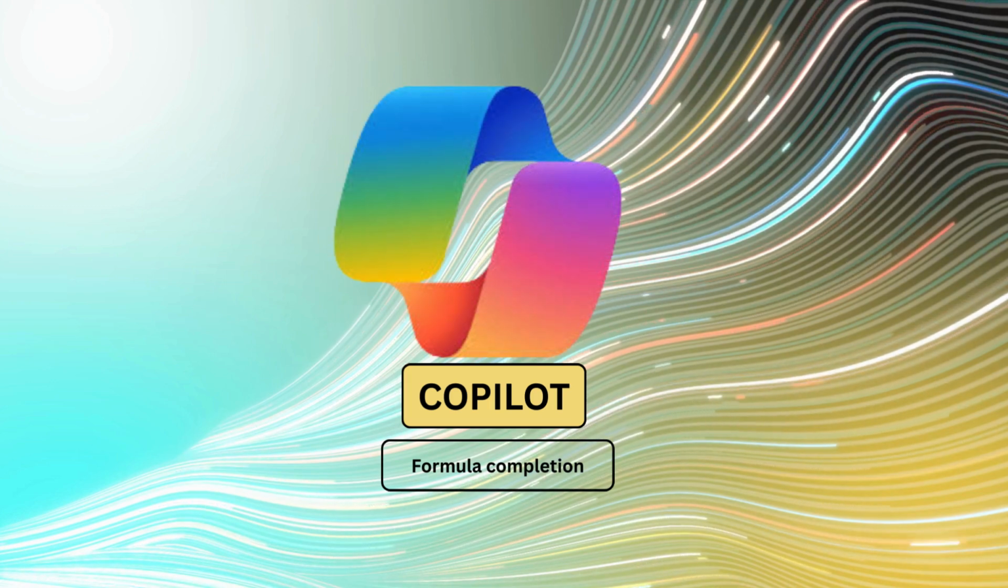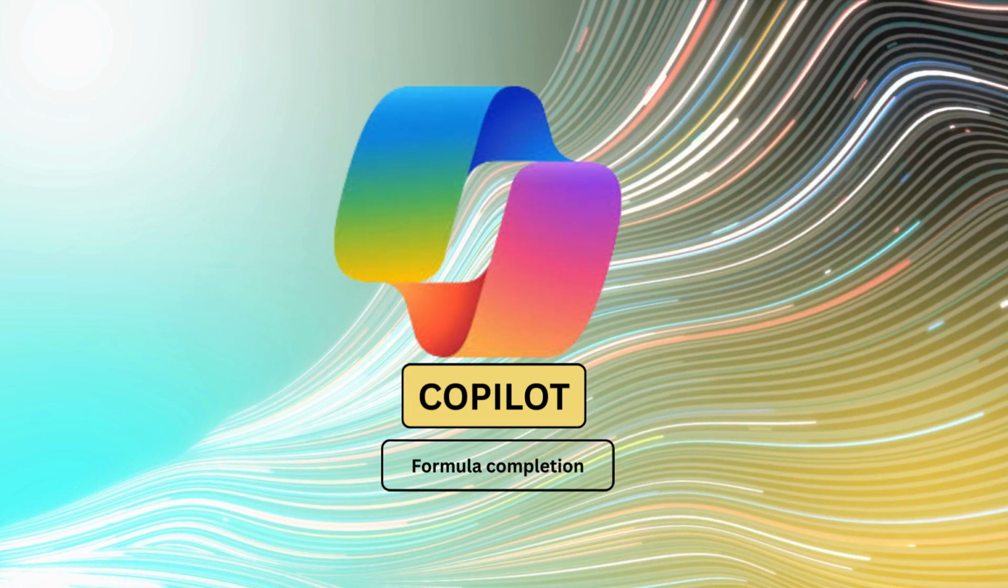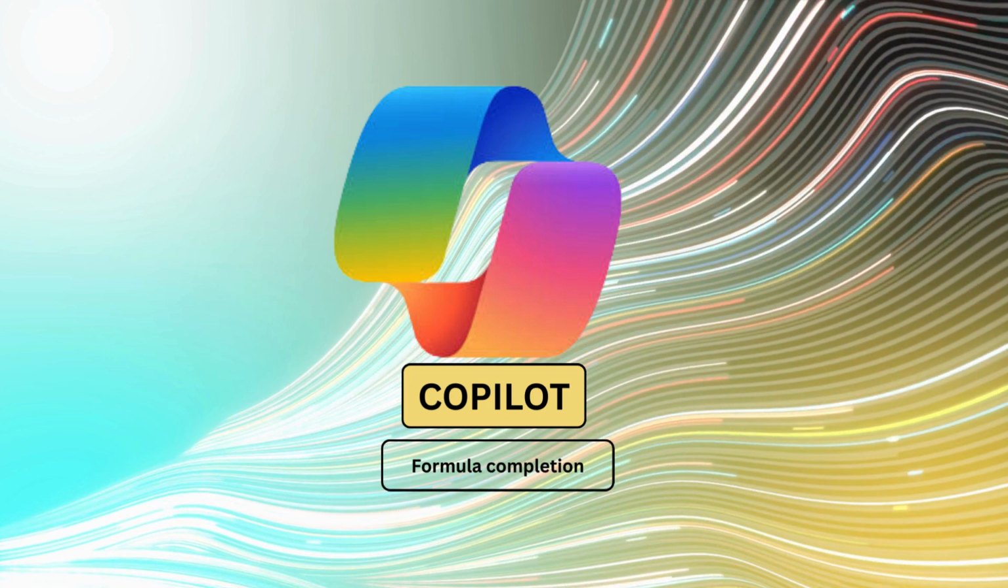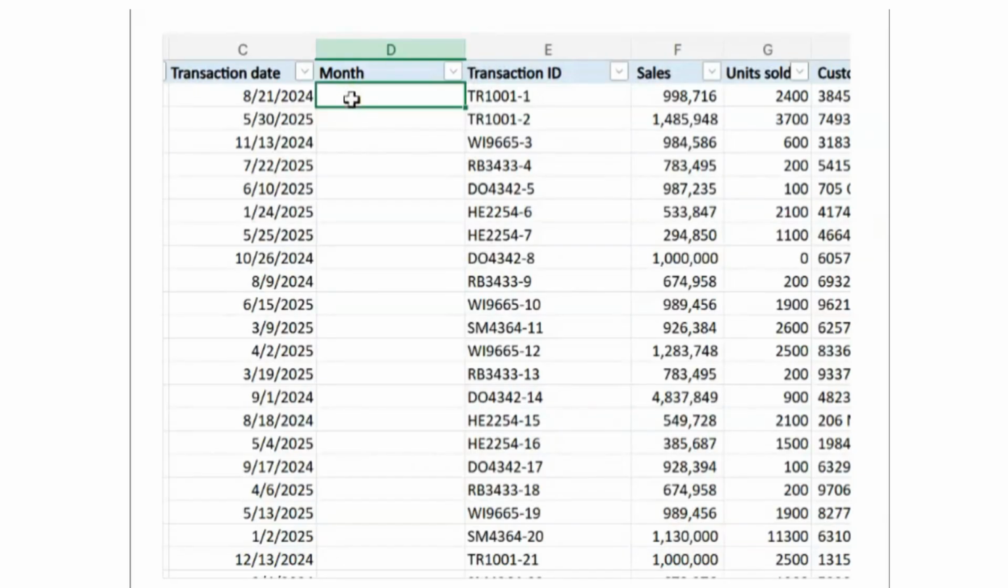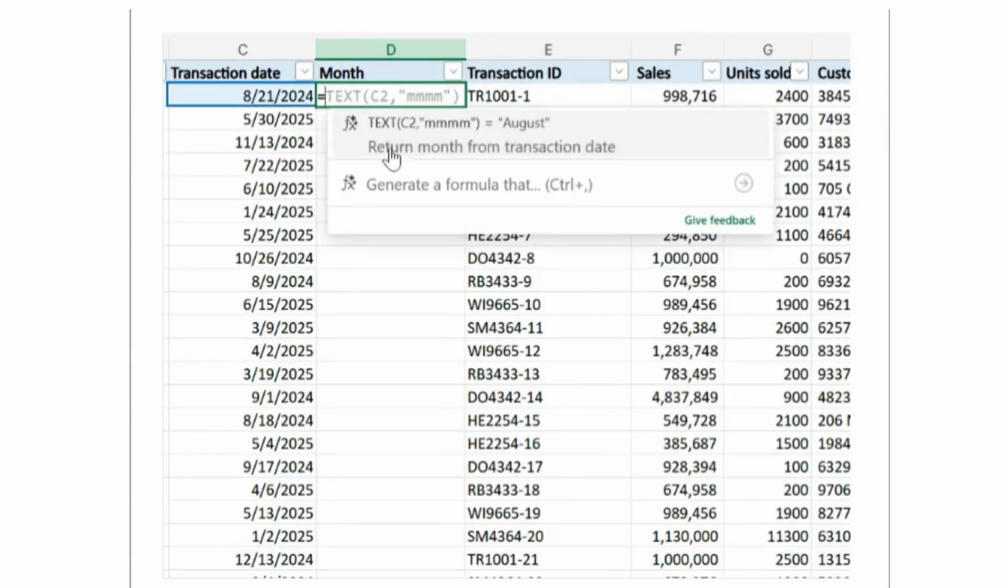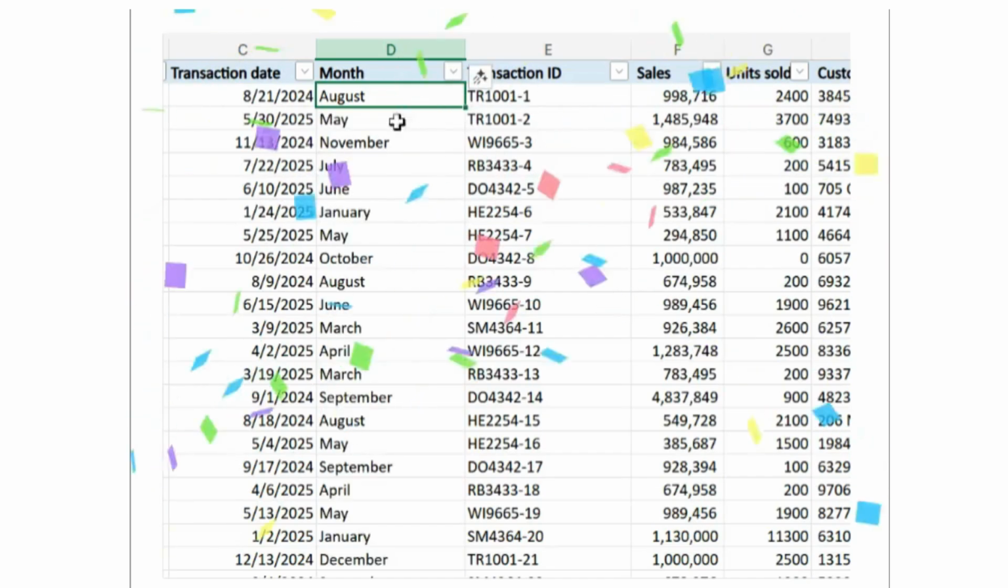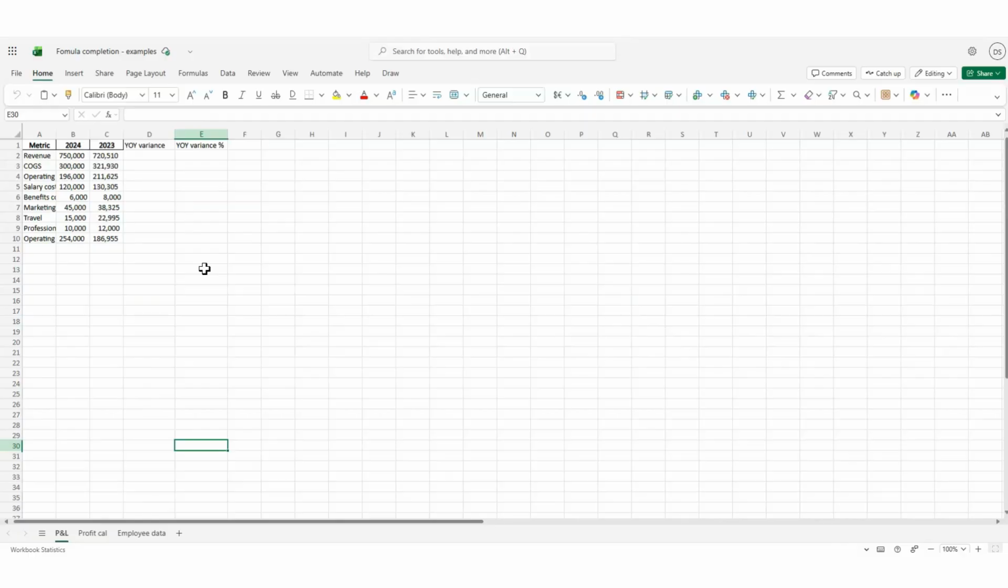Alright, let's dive into formula completion. This is where Copilot gets a serious upgrade. As you start typing a formula, the system intelligently picks and completes it based on context, data pattern, and prior usage. No more struggling to remember complex functions or syntax.